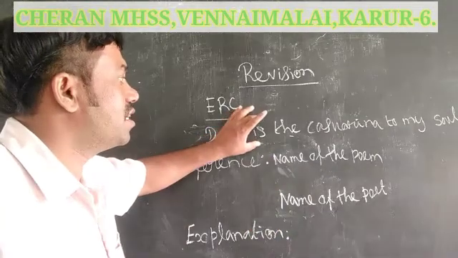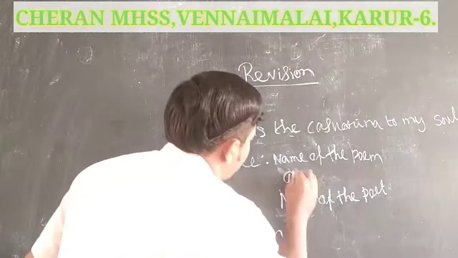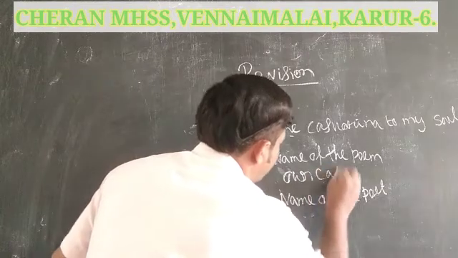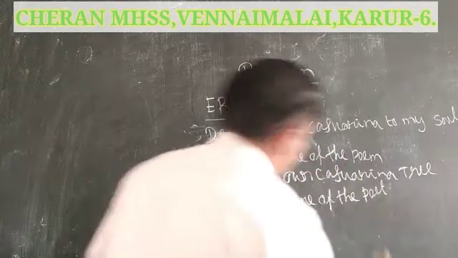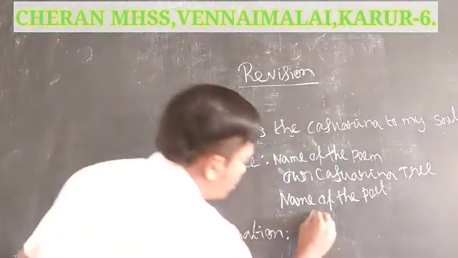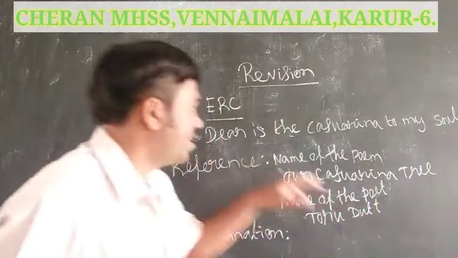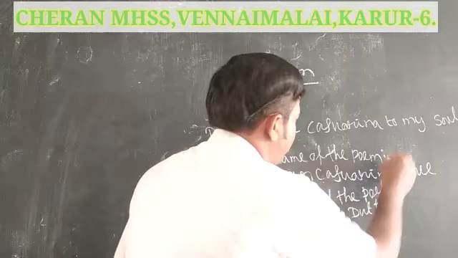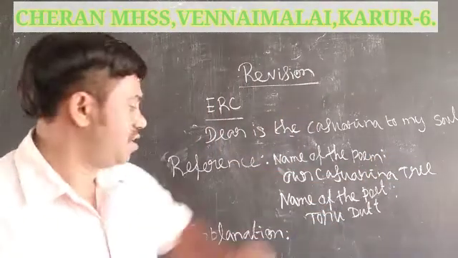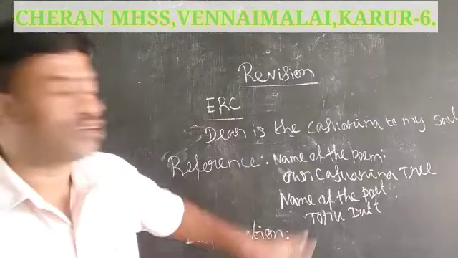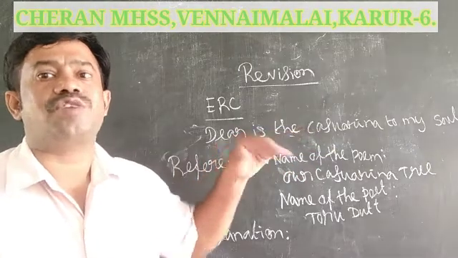What's the poem? This is our cashew tree. So you have to write the name of the poem here, Our Cashew Tree. The name of the poet is Toru Dutt. Then explanation. For explanation, you have to write the meaning of this sentence. That's all. Like this, you have to write ERC.